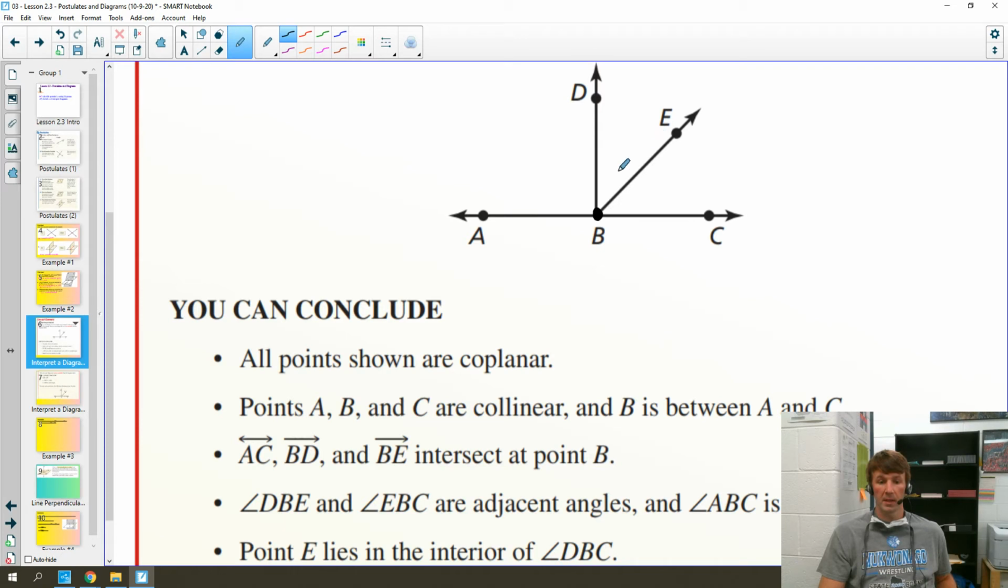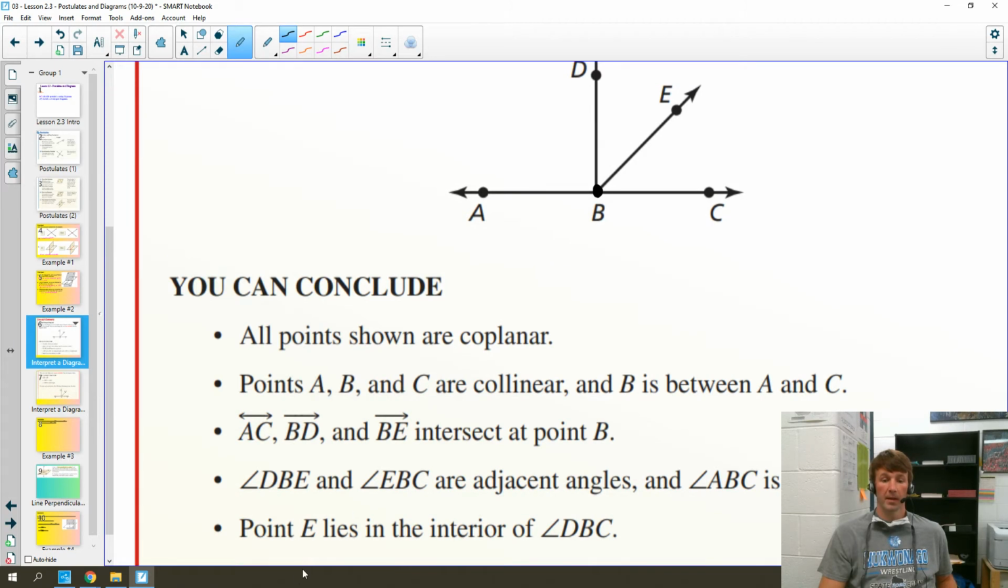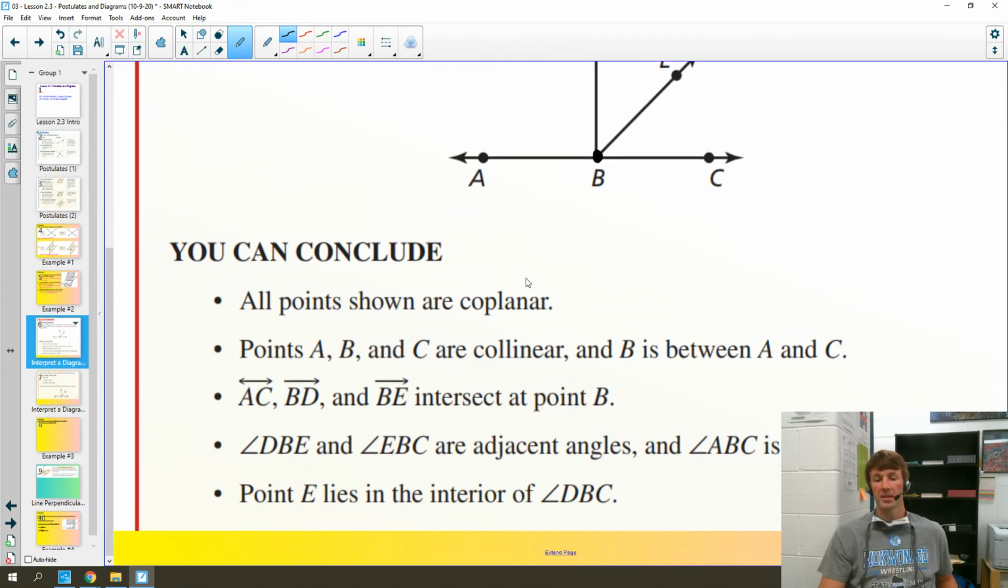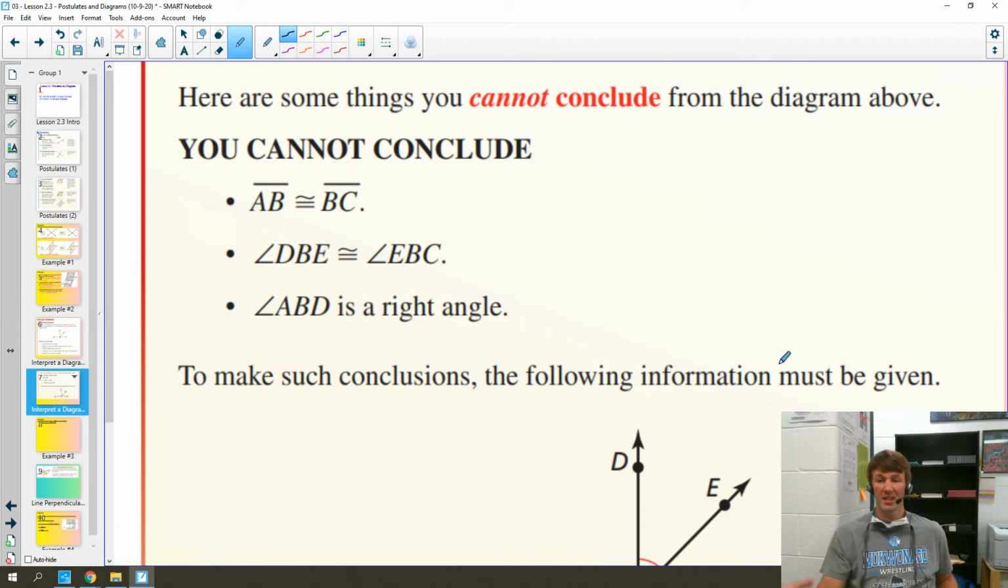Angle DBE and angle EBC are adjacent because they're sharing this ray. And angle ABC, right, the vertex there is a straight angle which measures 180 degrees. That's all things that we can assume, we've talked about. And then point E lies in the interior of angle DBC. So here's angle DBC. Point E is in that interior of that angle, somewhere between D and C, I guess. All right. The things that we can't conclude are the things that require markings.